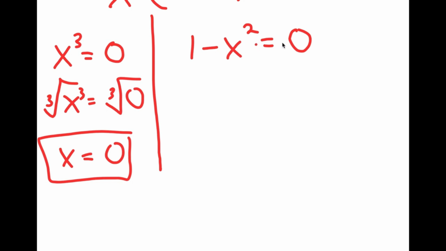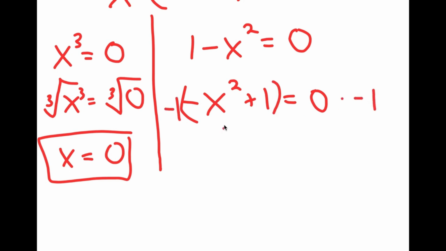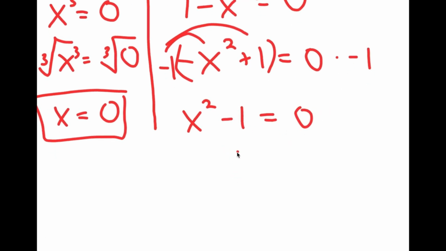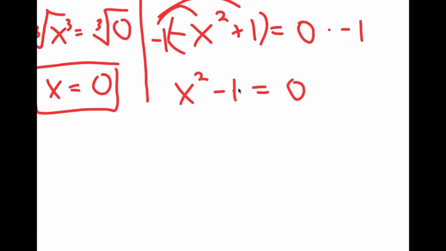Now for 1 minus x squared equals 0, I'm going to rewrite this as negative x squared plus 1 is equal to 0. And now I'm going to multiply both sides by negative 1. So negative 1 times negative x squared plus 1 is equal to x squared minus 1. And 0 times negative 1 is 0. So I get x squared minus 1 equals 0. And 1 is the same thing as 1 squared. So I have x squared minus 1 squared is equal to 0.